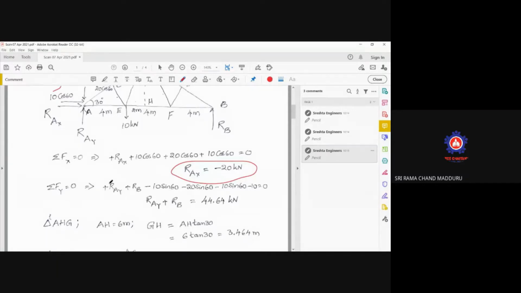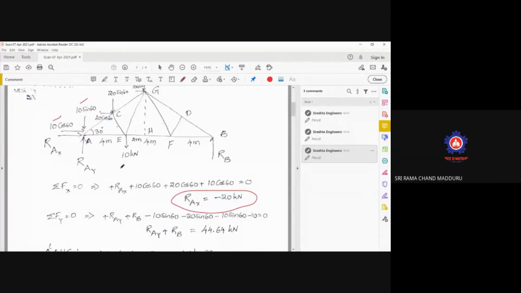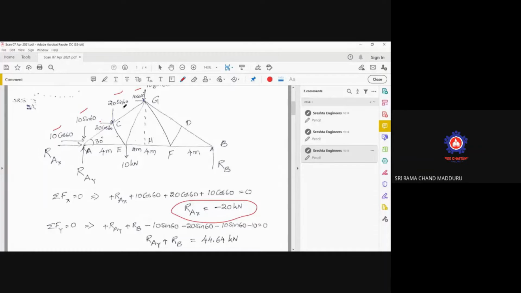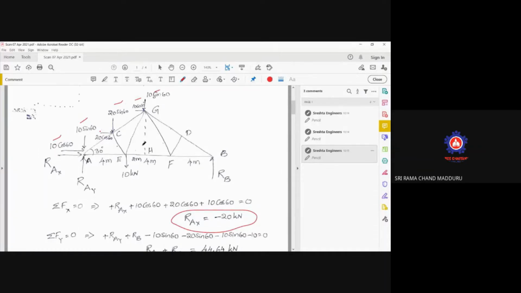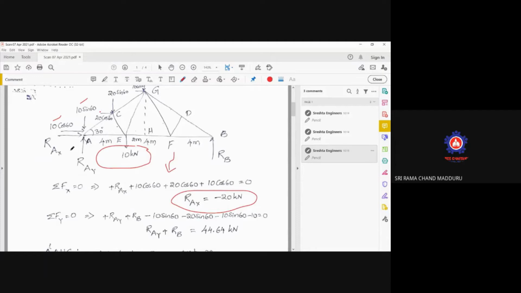Now, by taking the vertical direction, we have 10 sin 60, 20 sin 60, 10 sin 60, and along with this, 10 kilonewtons is also acting in the downward direction. All these forces are acting in the downward direction, whereas these two forces are acting in the upward direction. So we got RAY plus RB is equal to 44.64 kilonewtons.